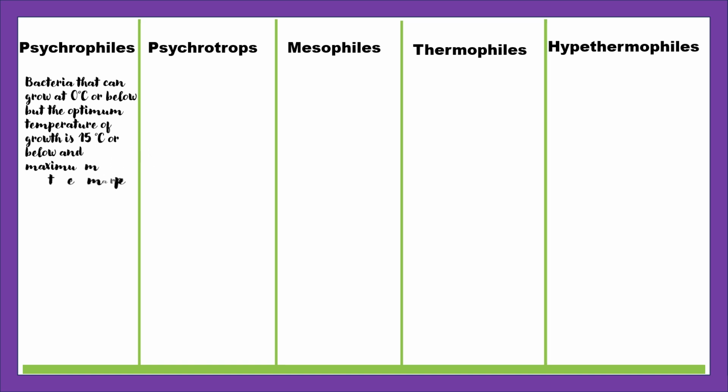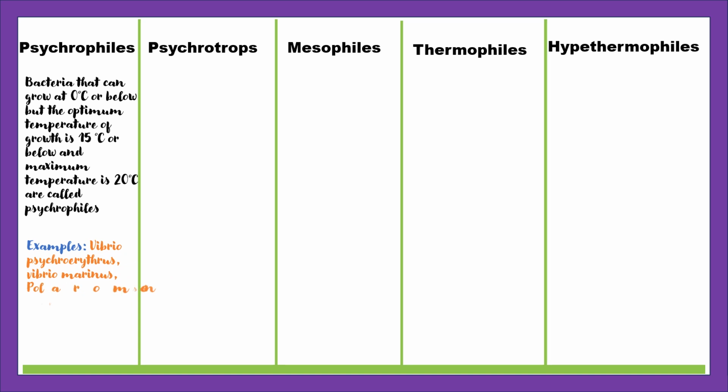First one is the psychrophiles. Bacteria that can grow at 0 degrees Celsius or below, but whose optimum temperature of growth is 15 degrees Celsius or below and maximum temperature is 20 degrees Celsius, are called psychrophiles. The examples are Vibrio psychrophilus, Vibrio marinus, Pseudomonas and Vacuolates psychrophiles.